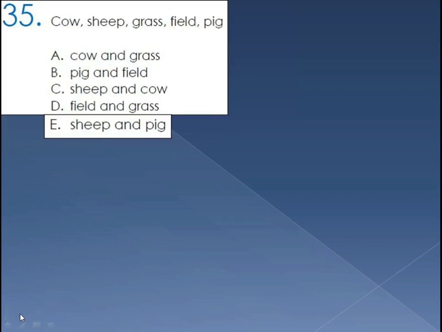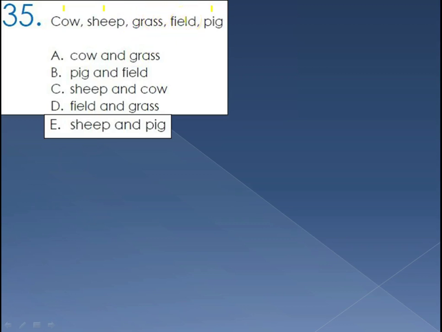Okay, question 35. It says cow, sheep, grass, field, pig. So we have farm animal cow here. We know the farm animal sheep. They're all in a grass field. And we have another animal here, pig. Okay, again, if you can all see, the five words have some relation. You can say that the cow eats the grass, the animals are on the grass in the field.